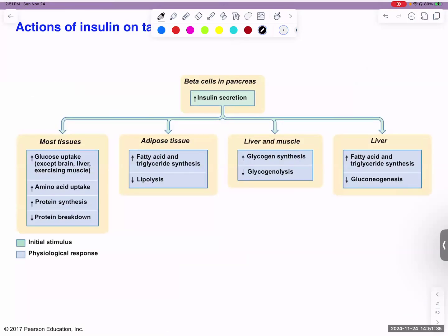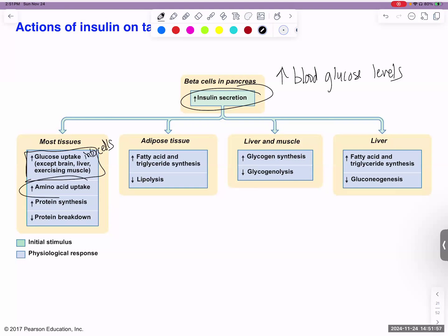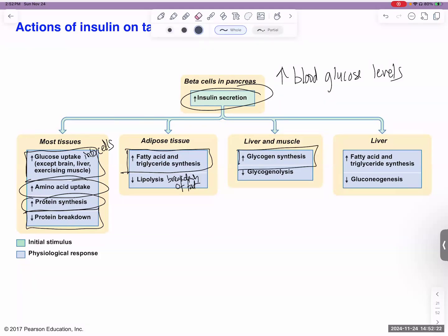And so for the beta cells, if there's an increase in blood glucose levels, then you're going to have an increase of insulin secretion from the beta cells. In most tissues, it causes an increase in glucose uptake into the cell. It also increases amino acid uptake to build proteins, and it keeps proteins from being broken down. In adipocytes, it's going to increase fatty acid and triglyceride synthesis and decrease the breakdown of fats, which is lipolysis. In muscles, it's going to increase glycogen storage and decrease glycogen breakdown.